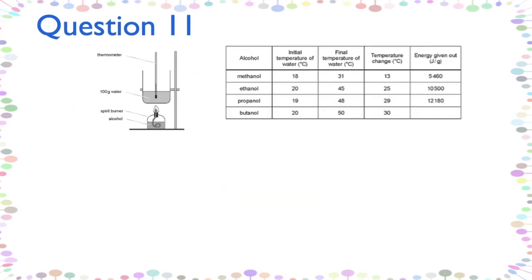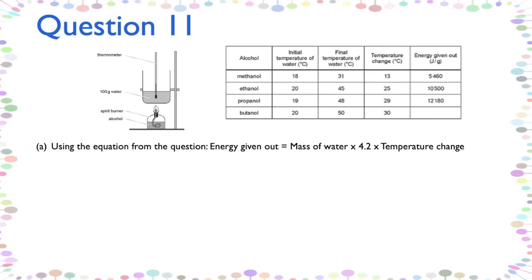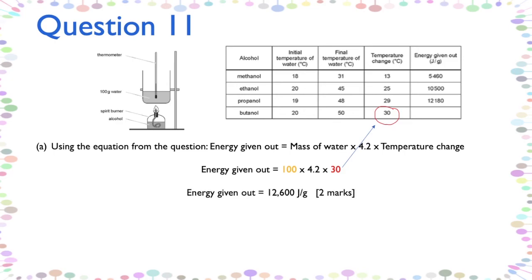For question 11a, we need to calculate the energy given out in burning 1 gram of butanol. From the question, you're given the following equation: energy given out equals mass of water times 4.2 times the temperature change. The mass of water is 100 because it says in the question, times 4.2 times 30. The temperature change is 30 because it says in the row of butanol under temperature change in degrees Celsius. Therefore, multiplying these all together, you'll get 12,600 joules per gram.